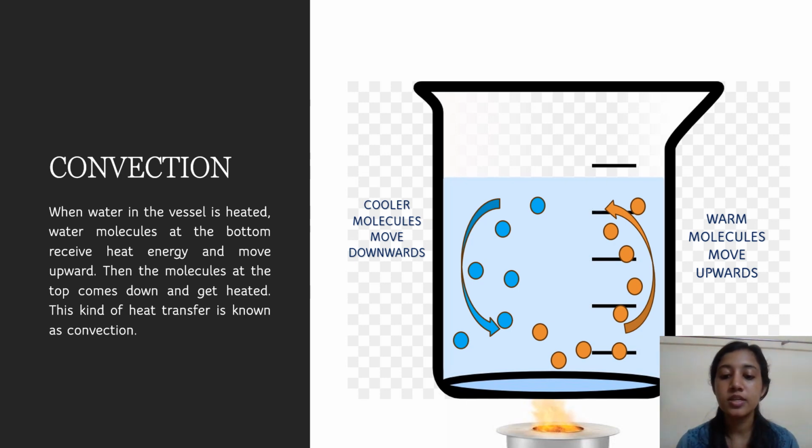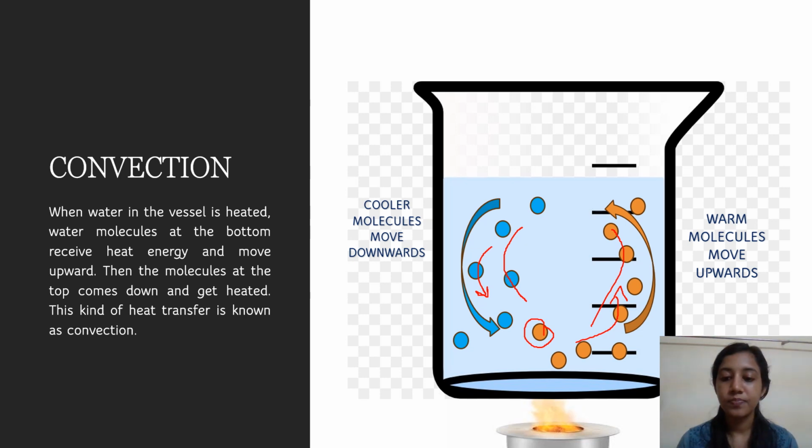So as you can see, the molecules here are hot and they will go up, and when they rise up, the cold ones, or the molecules which have a lower temperature, will come down, and they will also get the heat transferred from here, and again they will rise up and the cooler molecules will also move downwards. So this is how convection works.